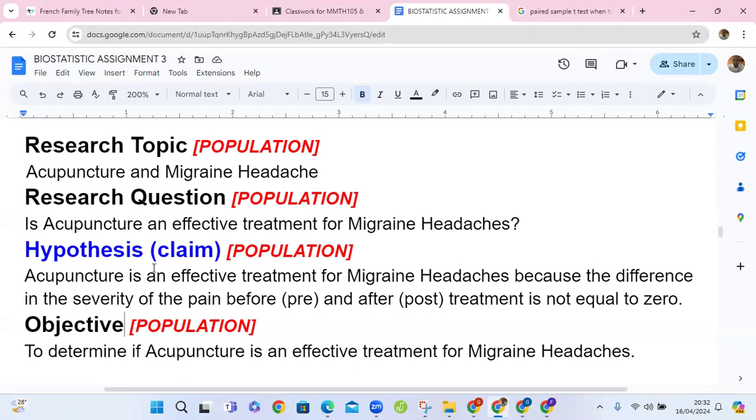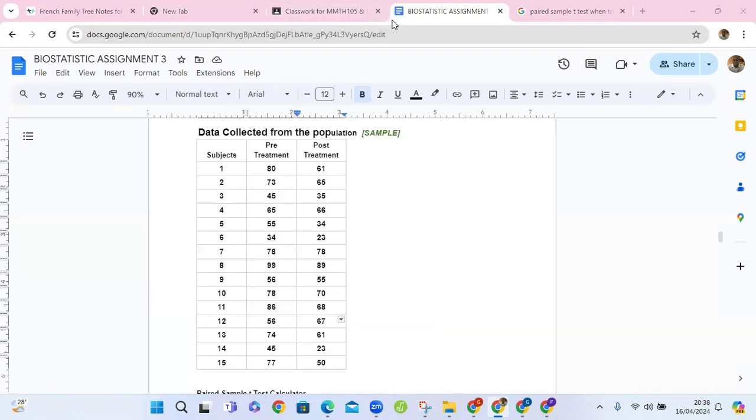Is acupuncture really a treatment? Is that true? Which is saying that the treatment is effective. So let us get some data to prove whether or not what is said about the population is true. So let's take a sample of 15, which is what was stipulated initially. So to test this hypothesis, this claim made about the population, we have collected a sample of 15 data before, that is pre-treatment, and after, post-treatment, meaning before and after the acupuncture treatment was taken.